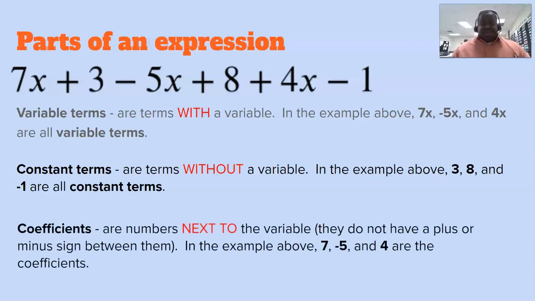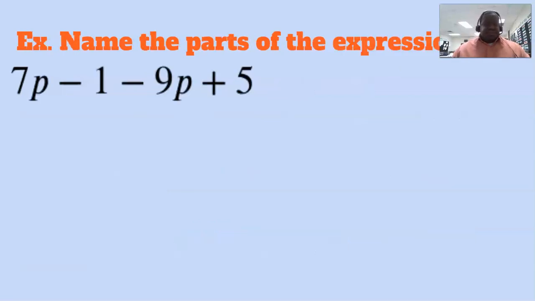Another vocabulary term here are coefficients. Coefficients are numbers next to the variable or next to the letters. They do not have a plus sign or minus sign between them, speaking of the number and that variable. In the example above, 7, negative 5, and 4 are the coefficients.